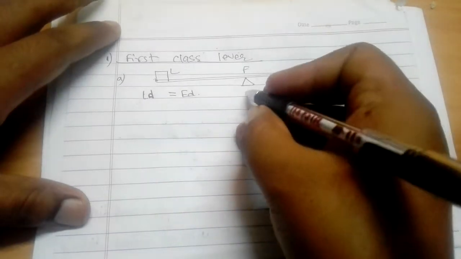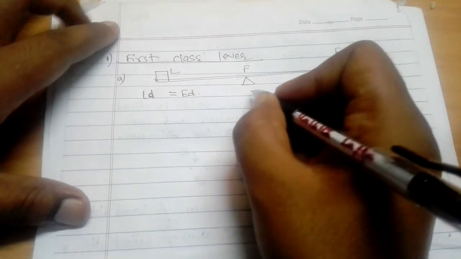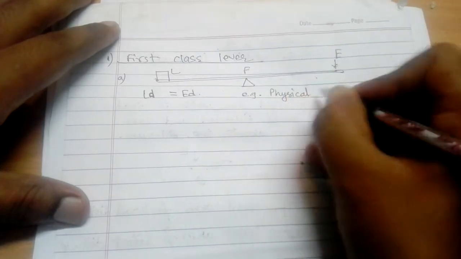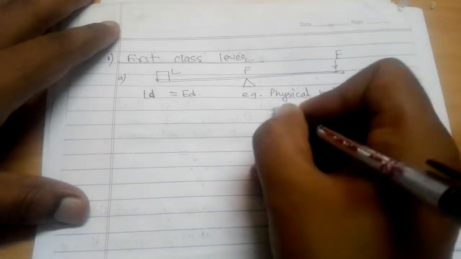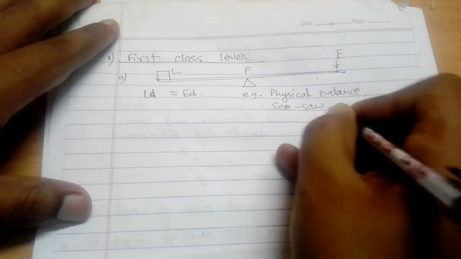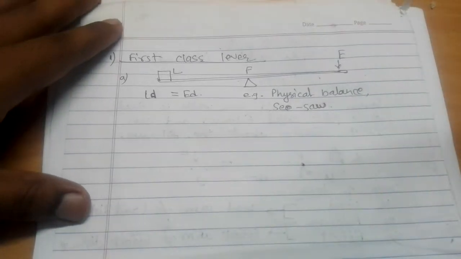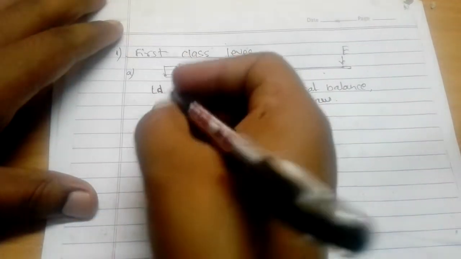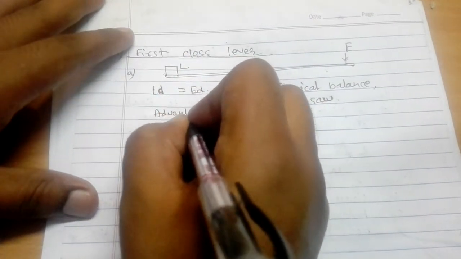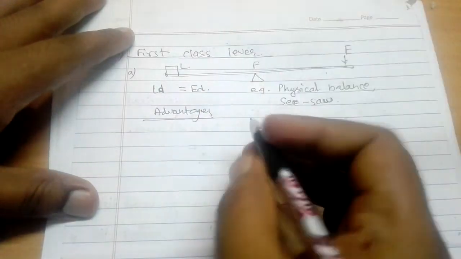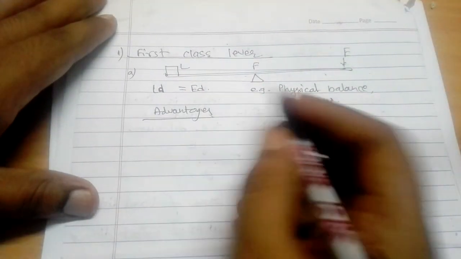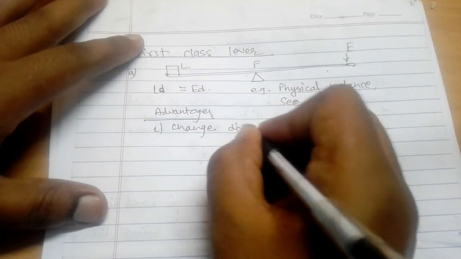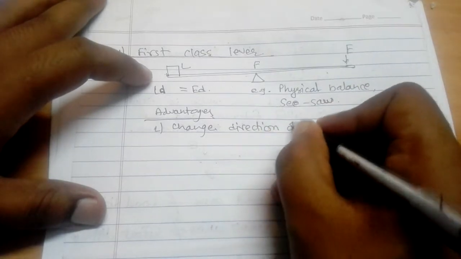One kind of first class lever is the lever in which the fulcrum lies exactly between load and effort. Examples of such machines are the physical balance, or tarazu, and the seesaw. These are first class levers in which the fulcrum lies exactly between load and effort. What advantages are provided by such simple machines? Do they multiply force? No, they do not multiply force. What they do is change the direction of force.